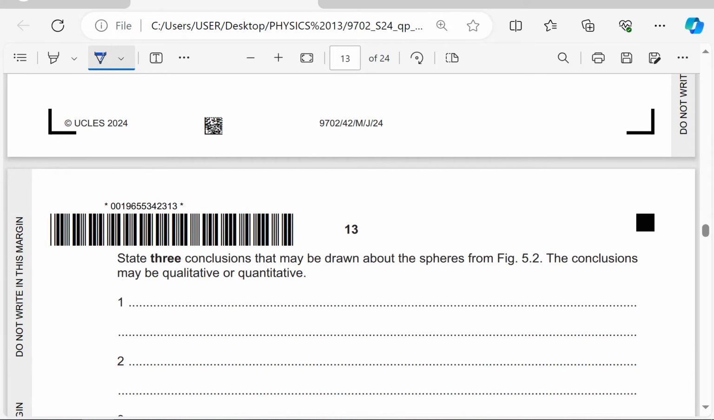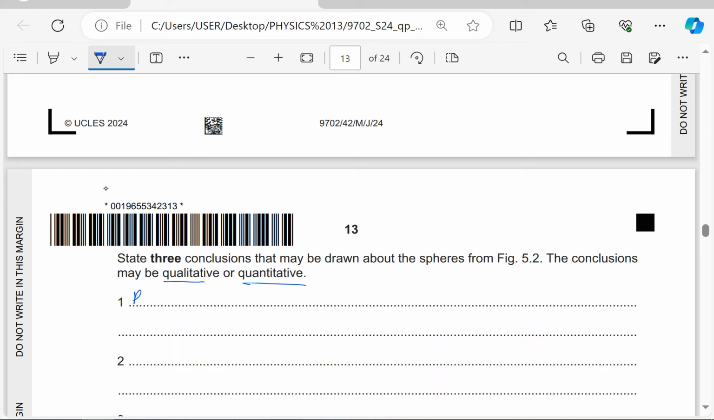State three conclusions that may be drawn about the spheres from the figure. The conclusions may be qualitative or quantitative. I think such a question appeared almost the same, maybe in Feb, March, I don't know. So number one, let's start with the radii.